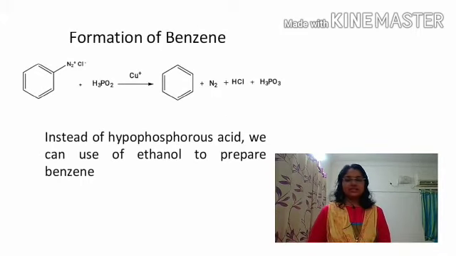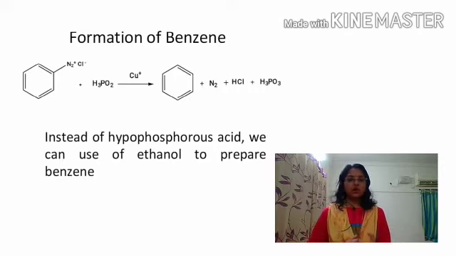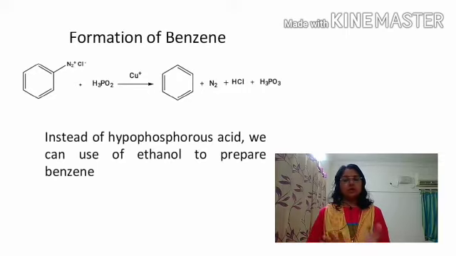The next reaction is the preparation of benzene from the diazonium salt. When diazonium salt is reduced with hypophosphorus acid, that is H3PO2, in the presence of a cuprous ion, we can get benzene. Instead of hypophosphorus acid, that is H3PO2, we can use ethanol also.